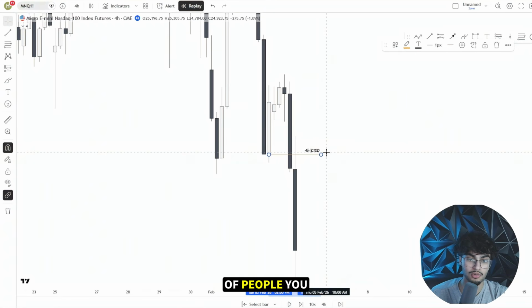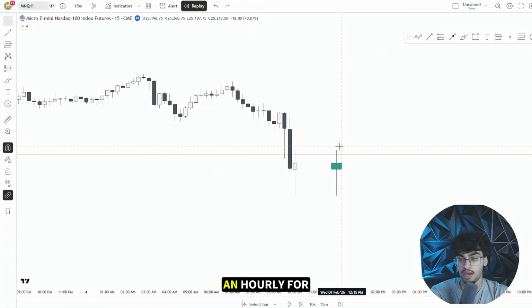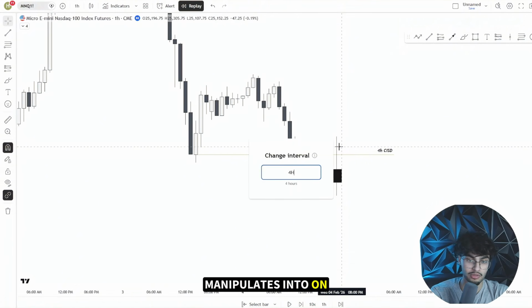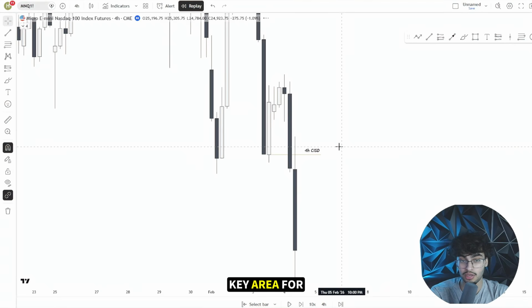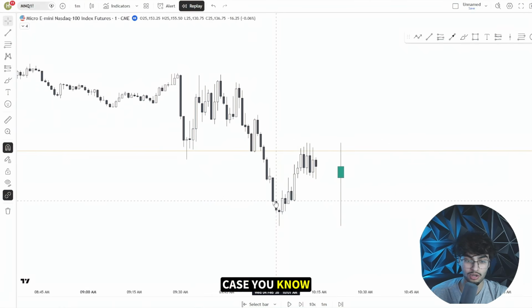So a lot of people, if they don't have a 15-minute fair value gap or an hourly fair value gap, start to panic. But you guys have to understand, order blocks are just the same. Whatever price manipulates into on the higher time frames is a good key area for price to reverse off as well. So in this case, the 10 a.m.